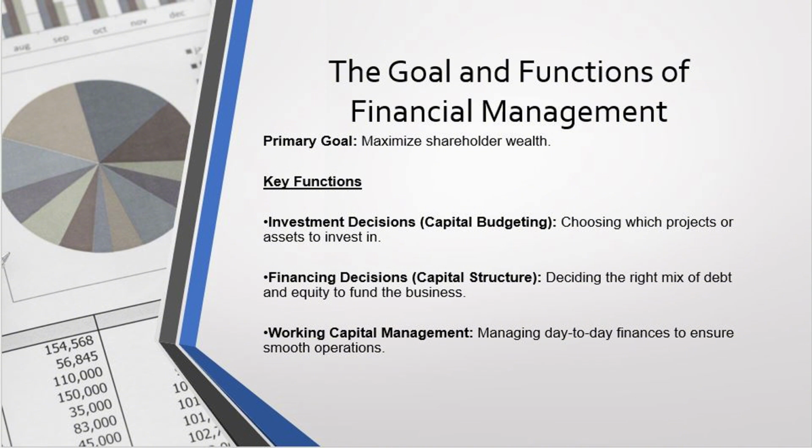Second are the financial decisions. Once a project is selected, the company must decide how to pay for it. This involves managing the company's capital structure, which is a mix of debt and equity used to fund the business. Finding the right cost effective balance is a necessity.